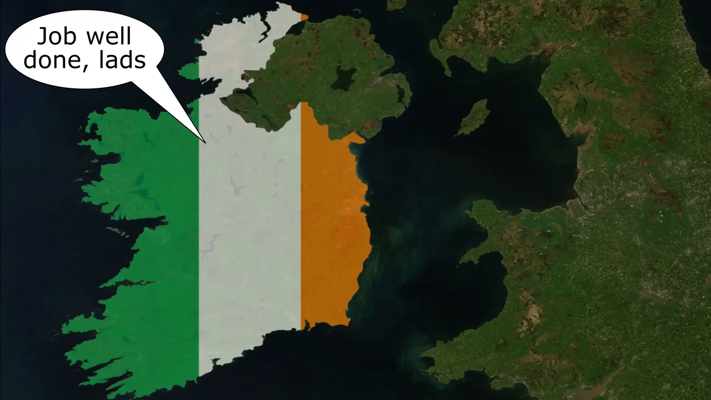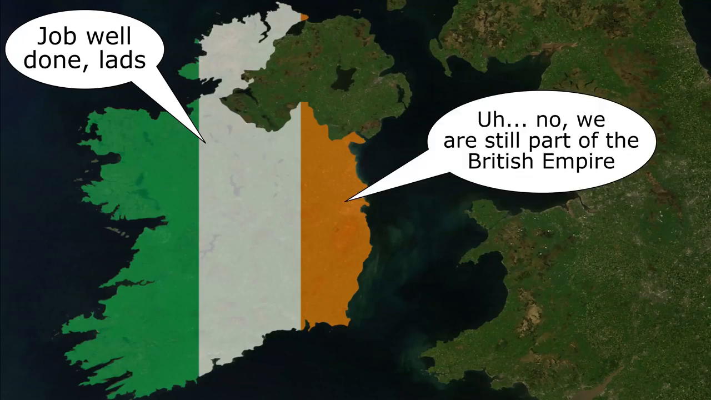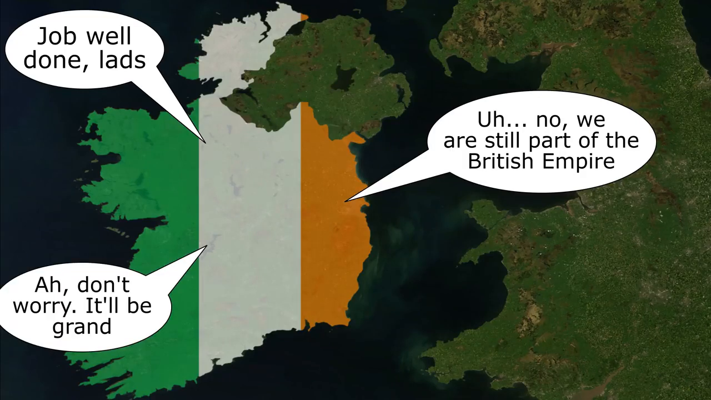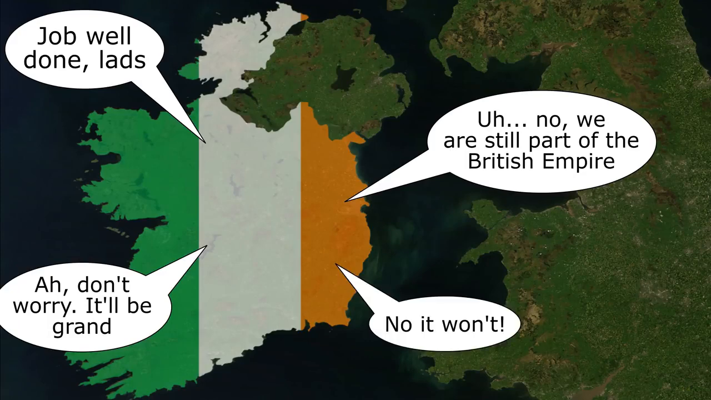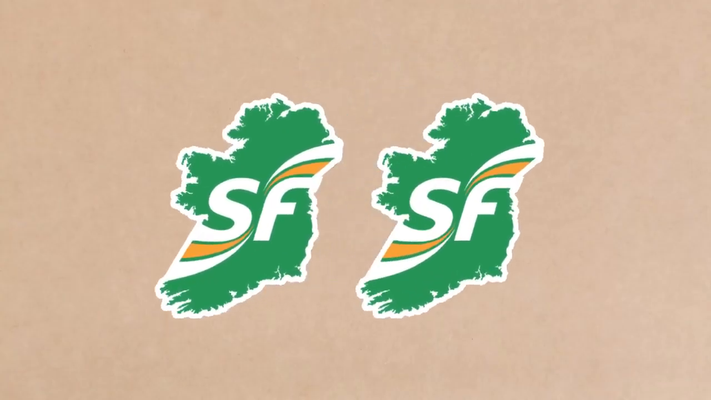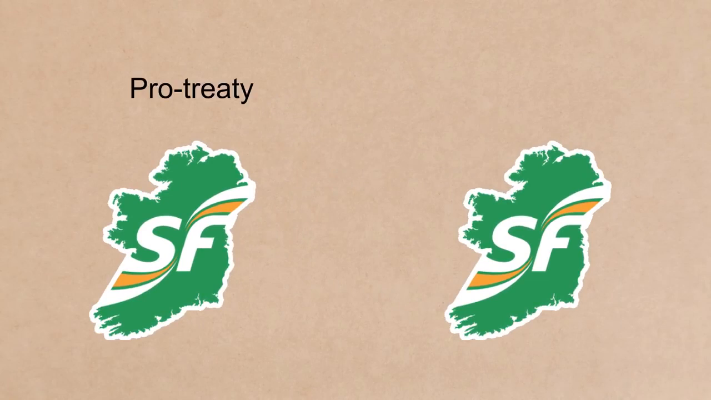Some were happy with this situation, but others were not. Many were unhappy that Ireland was still part of the British Empire and wanted total independence. So the Irish nationalists were split between the pro-treaty nationalists and the anti-treaty nationalists. The political party Sinn Féin split into 2 separate parties: pro-treaty Sinn Féin that was happy with the status quo, and the anti-treaty Sinn Féin that sought full independence.